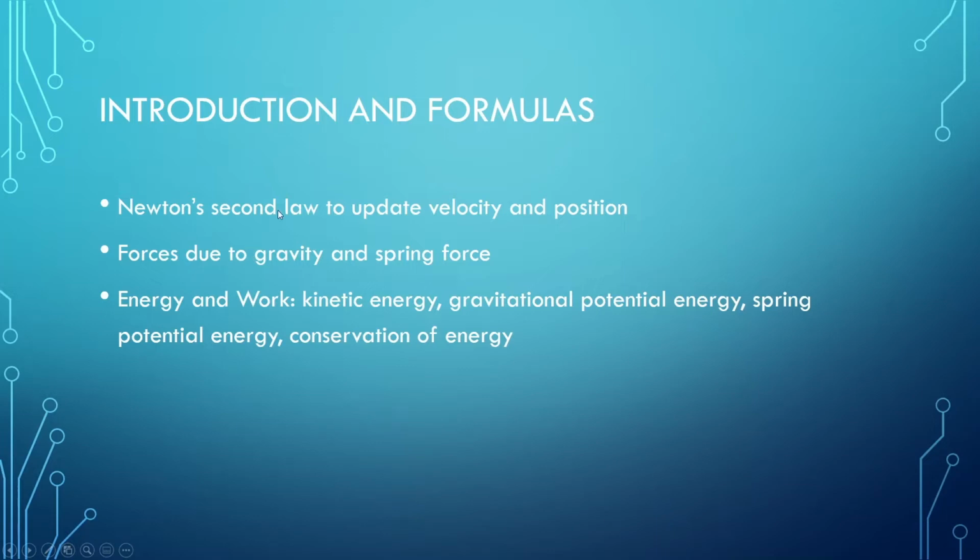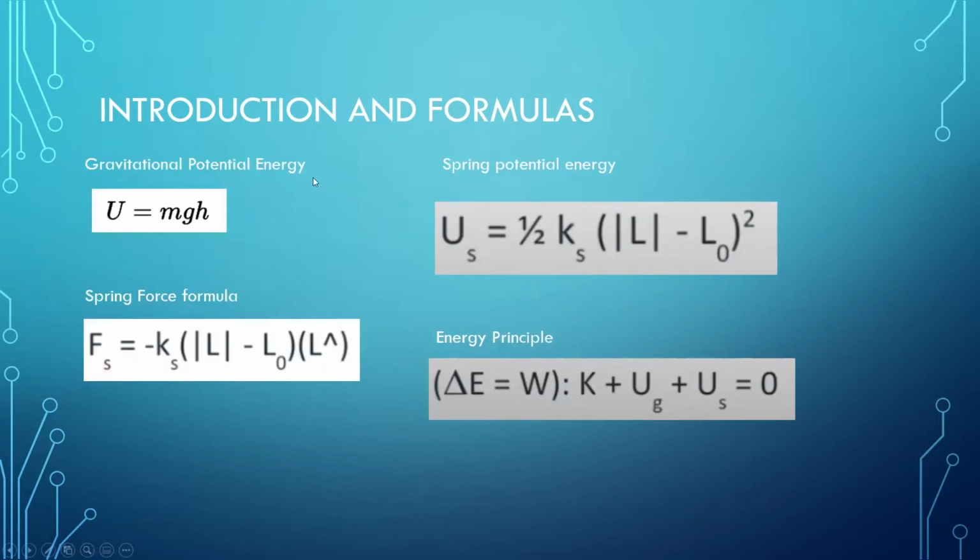In this section, I'll talk a little bit about formulas and general principles that we'll use in this lab. Obviously, we'll use Newton's second law to update velocity and position. We'll also need to calculate forces due to gravity and spring force. Then we'll also need to calculate the energy and work, which involves kinetic energy, gravitational potential energy, spring potential energy, and the conservation of energy principle. These are the specific formulas that we'll use: gravitational potential energy, spring force formula, spring potential energy, and the energy principle.